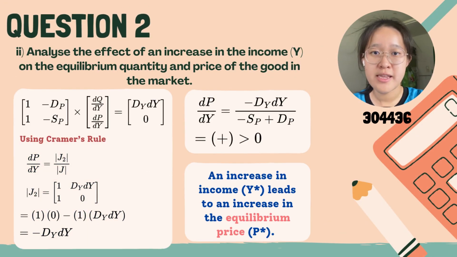Next, now we have to find the equilibrium price. First step, same as the previous one, we make R equal to 0. Second step, we use Cramer's rule to get the positive and negative relationship, dP over dY equal to J2 over J. Now we have to get the value for J2 first, which is negative dY. Then we take the equation to find dP over dY, and we will get a positive value, which is more than 0. Therefore, an increase in income leads to an increase in the equilibrium price, as we get a positive relationship between income and equilibrium price.